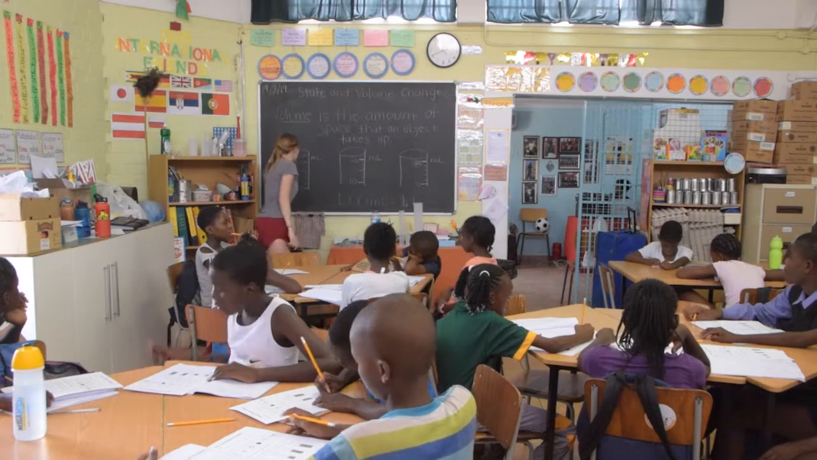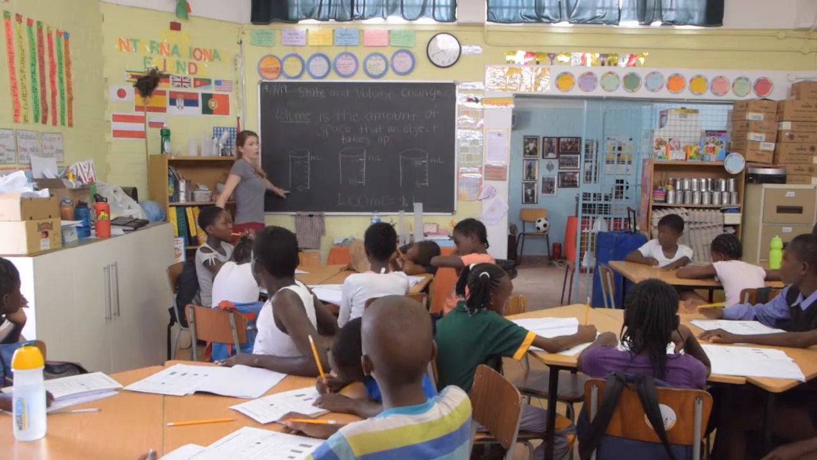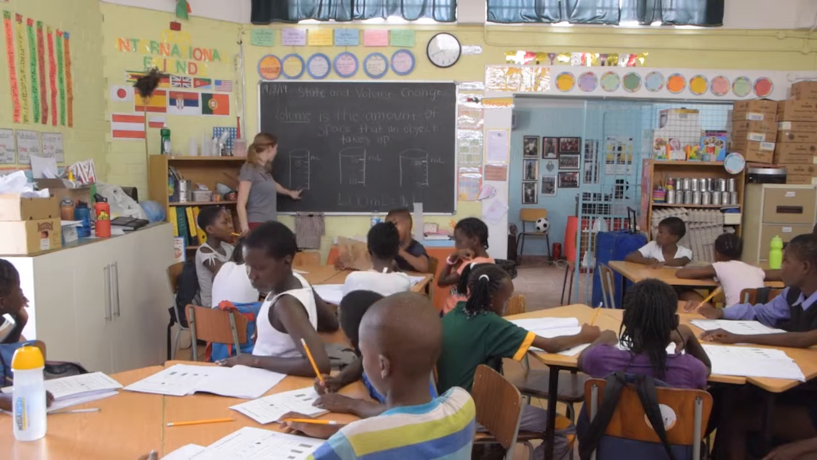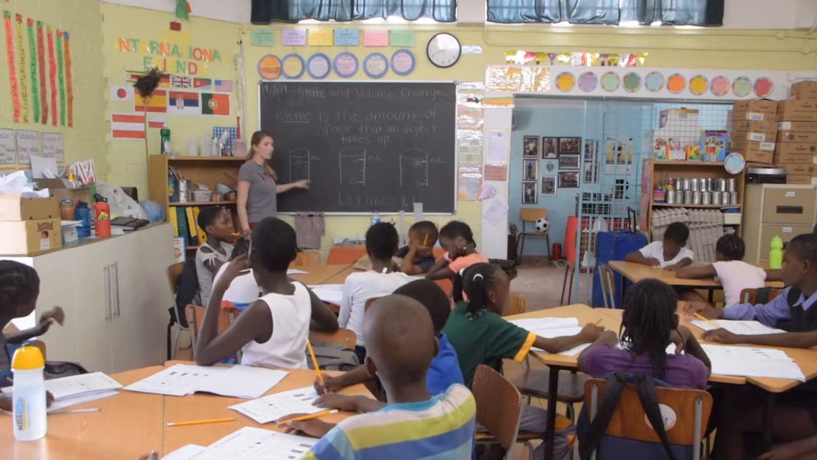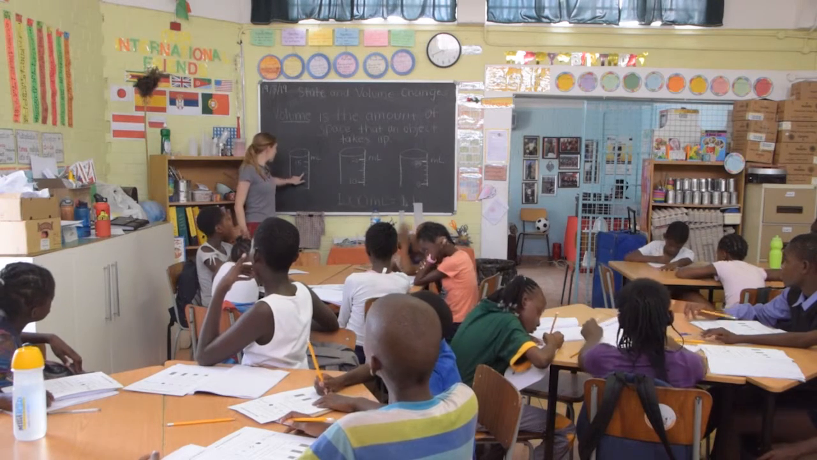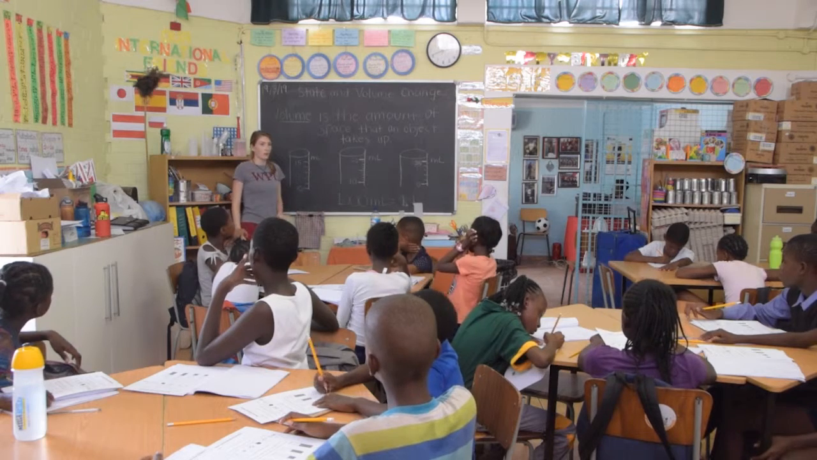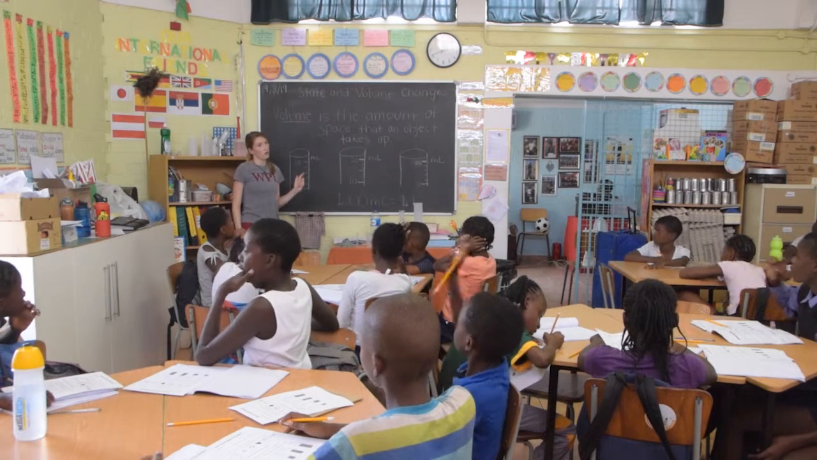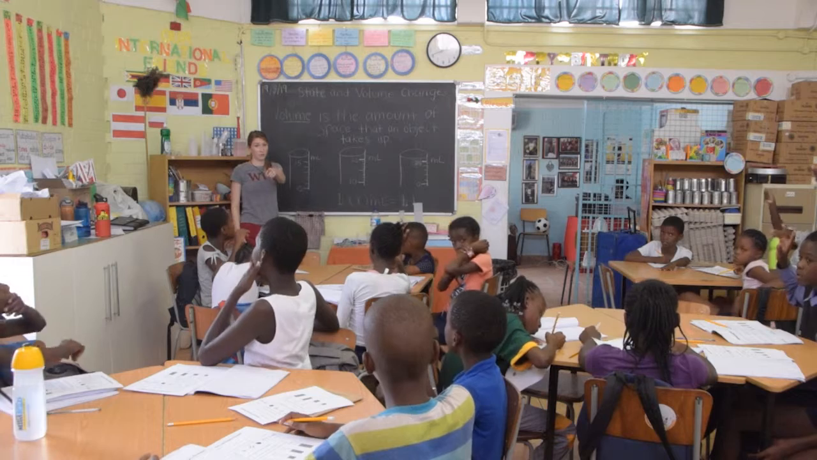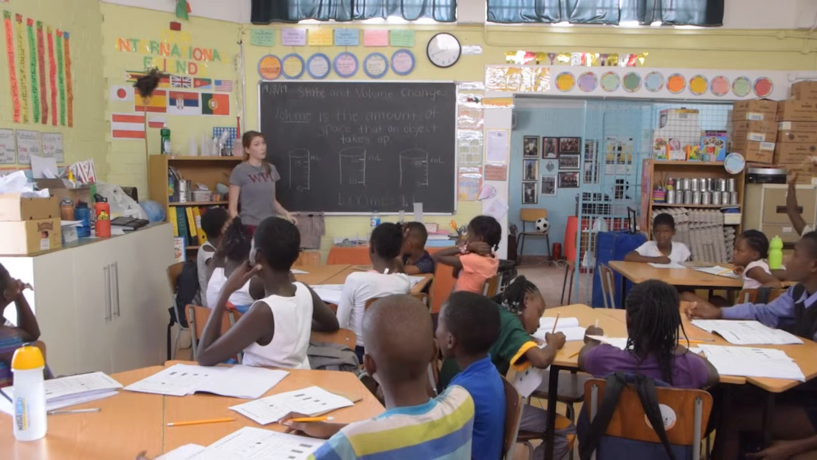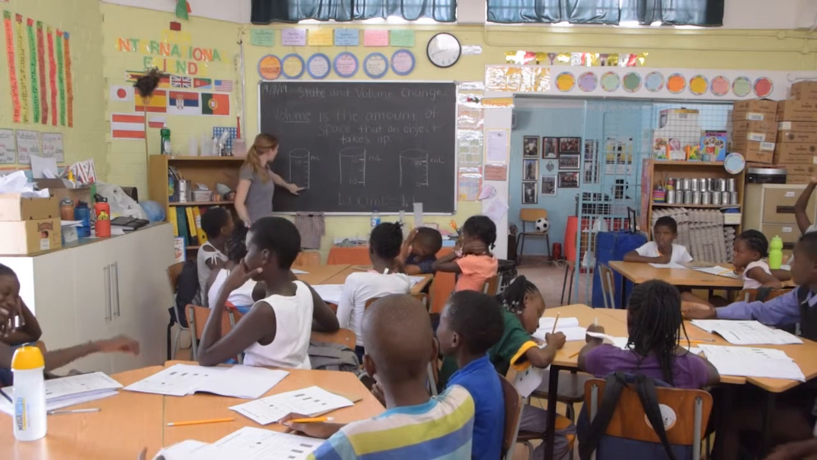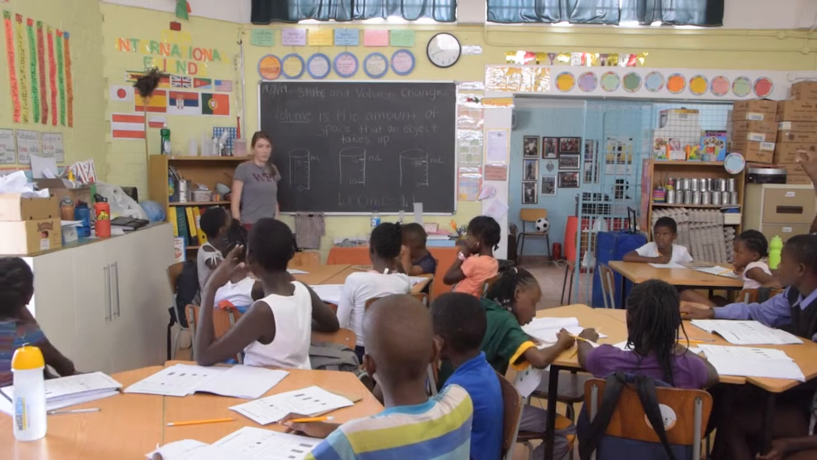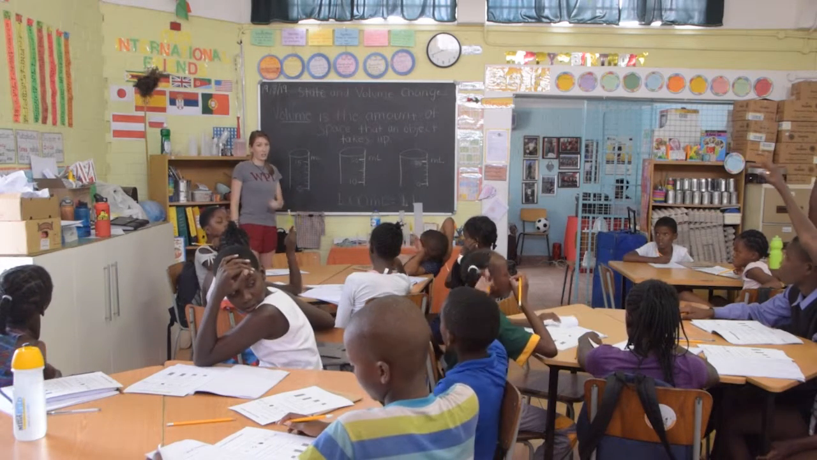Graduated cylinder. We have a 10 and a 15. So we want to figure out what each of these lines represents. Who can figure it out? Tuli? How many milliliters does each line represent? What do you think? Five.